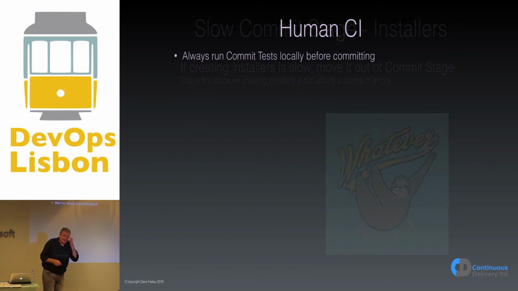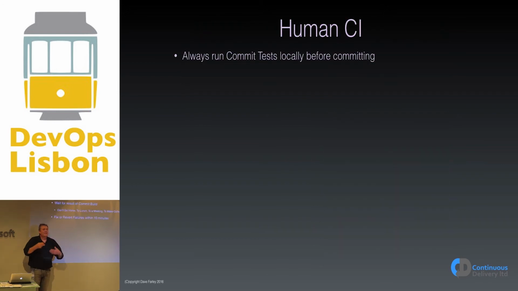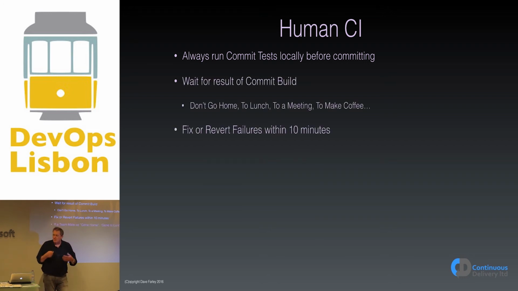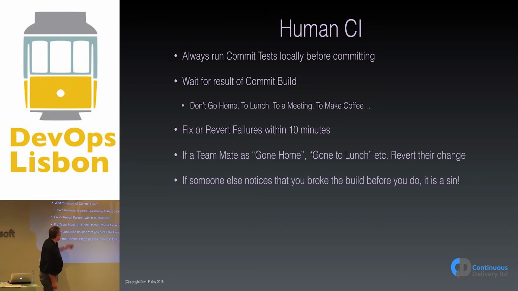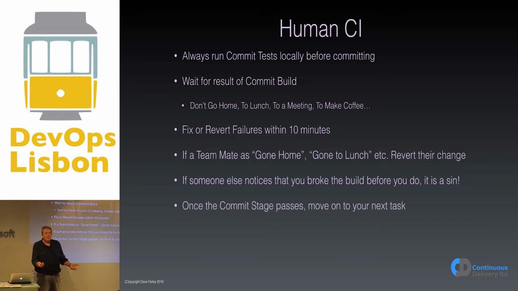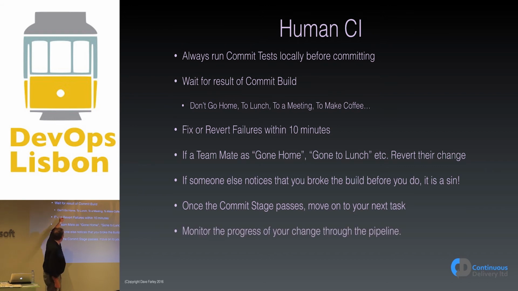So, human continuous integration. This is the interaction between the people and the technology to get good feedback and to make sure that this works as a team. And there are silly things that are important. So we're going to commit our change and we're going to wait for the results of the build. It's one of the reasons why we want feedback in 5 minutes. We're not going to go home. We're not going to go to lunch. We're not going to make the coffee. We're going to sit there and watch the build, so that we are the first person that notices if we commit something that breaks it.